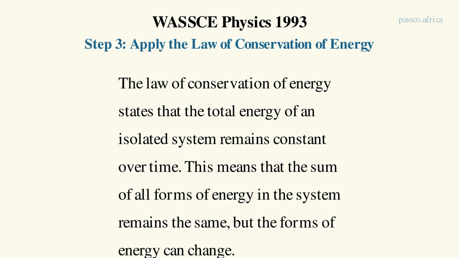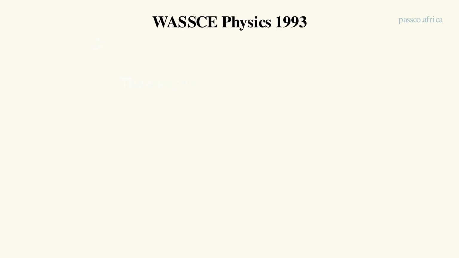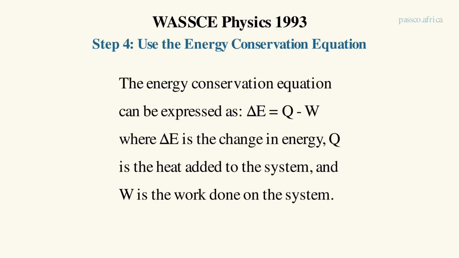Step 4. Use the energy conservation equation. The energy conservation equation can be expressed as delta E equals Q plus W, where delta E is the change in energy, Q is the heat added to the system, and W is the work done on the system.